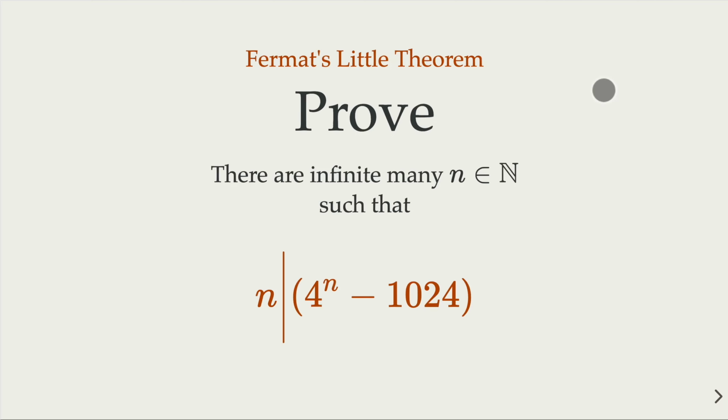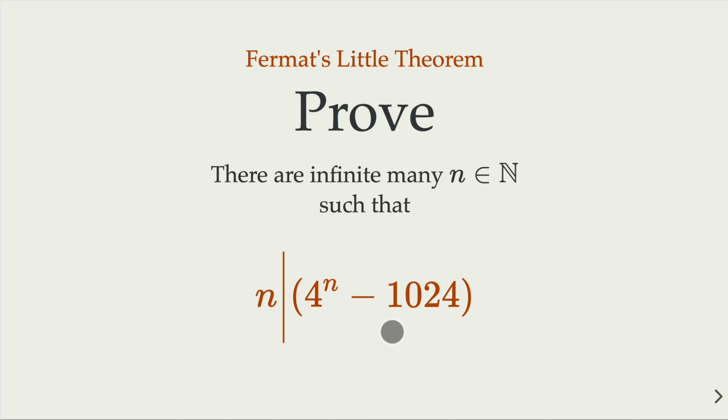We look at an example of using Fermat's Little Theorem. Here we want to prove a fact: there are infinitely many integers n such that n divides 4 to the nth power minus n-1024. If you want, pause the video and try to prove it.